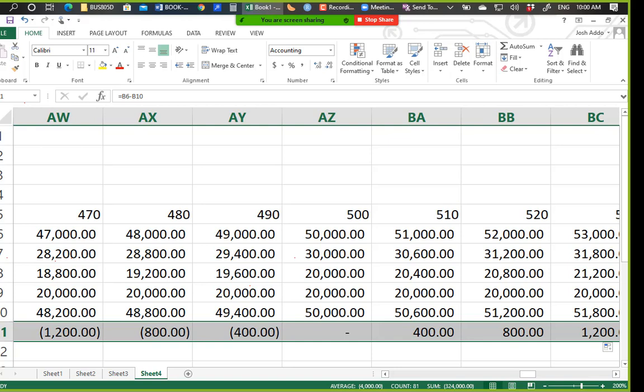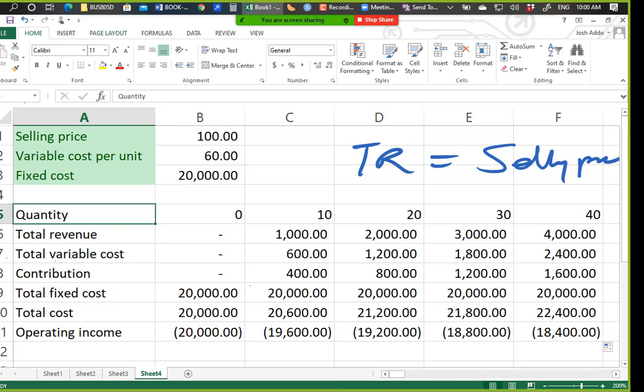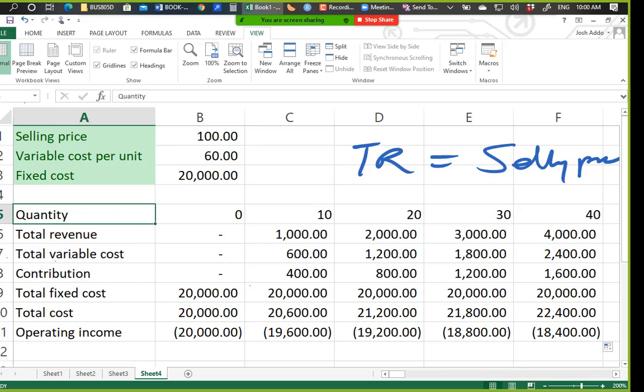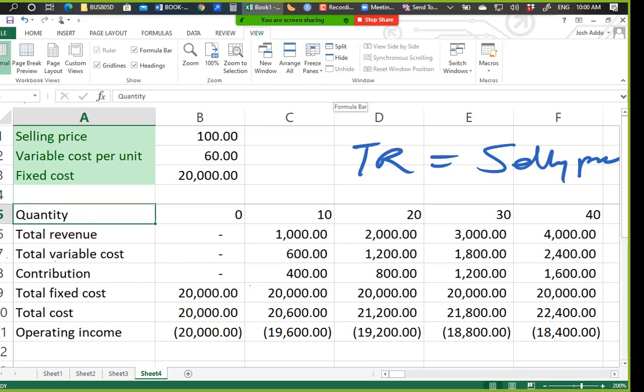Okay, so let's see. Let me try to freeze here so we can see things well. Let me click here and go to view and then freeze panes. Let me freeze panes.